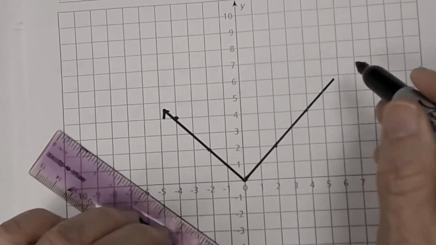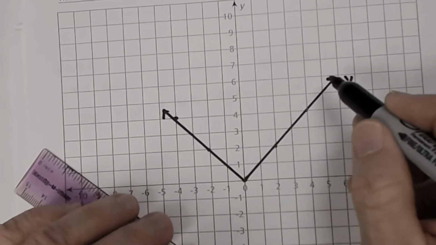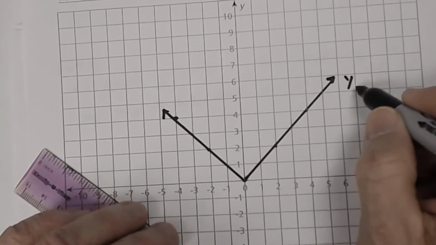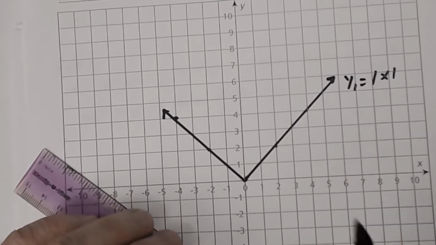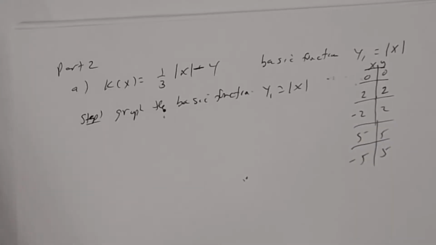Just like that. And again, you have to say this, you got to tell me what that equation represents. So that's y1 equals absolute value of x. Okay? All right, now the next thing we have is this.